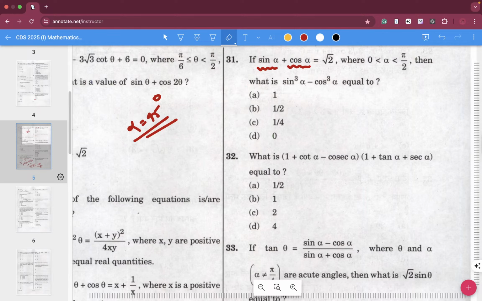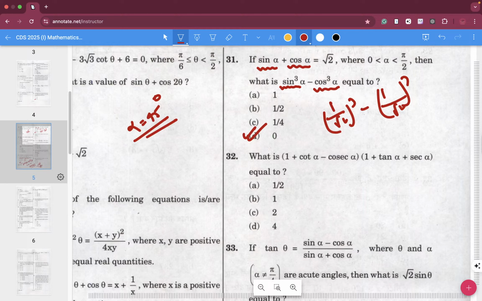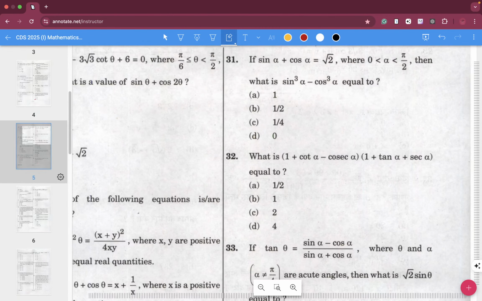Right? So now they are saying sin cube alpha minus cos cube alpha. Sin cube alpha minus cos cube alpha means 1 by root 2 whole cube, and cos cube 45 is also the same value, right? It will give you how much? 0, isn't it? It will give you 0, folks, right? Easy.